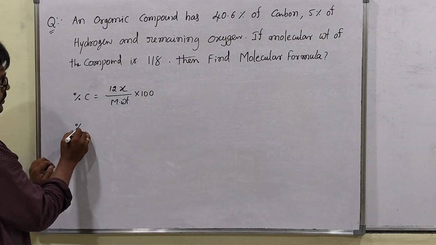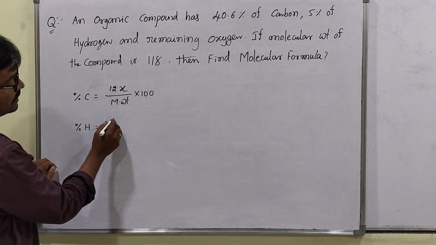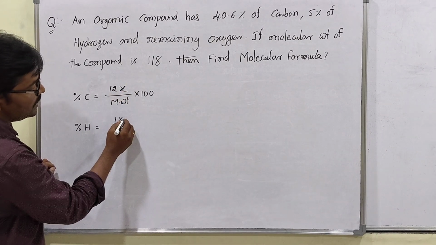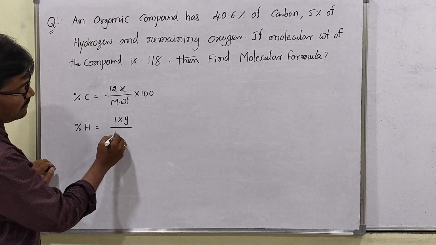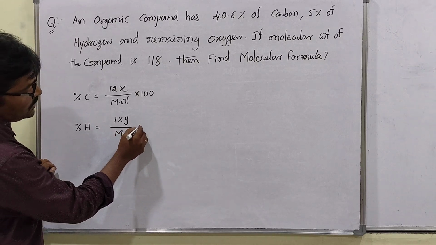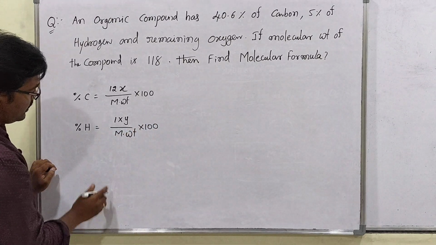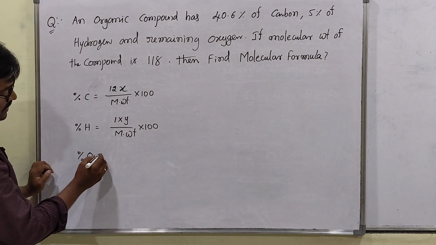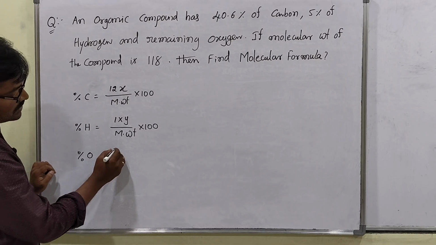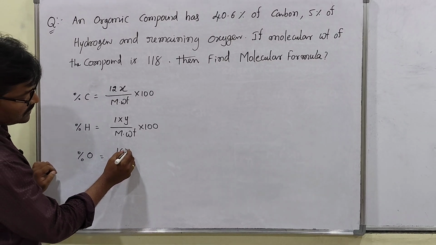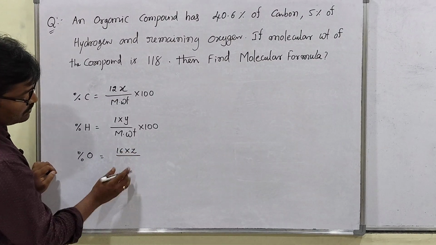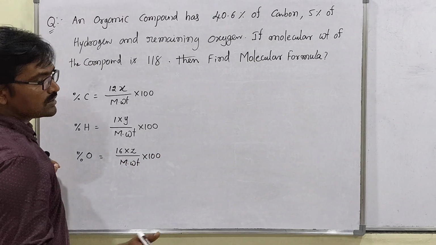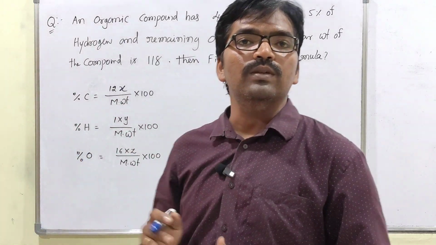If you want the percentage of hydrogen, then percentage of hydrogen: mass is 1, into Y, then divided by the molecular weight of the compound, into 100, like this. Then the remaining one, oxygen: oxygen is 16, into Z, divided by the molecular weight, into 100. Sir, if X, Y, Z are known, then the molecular formula is known.